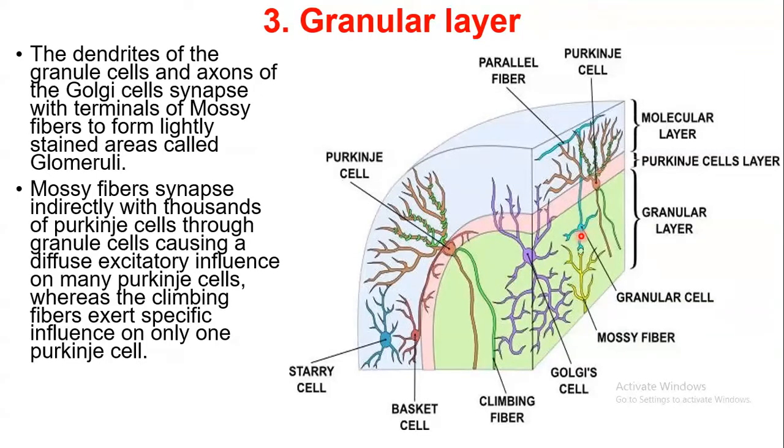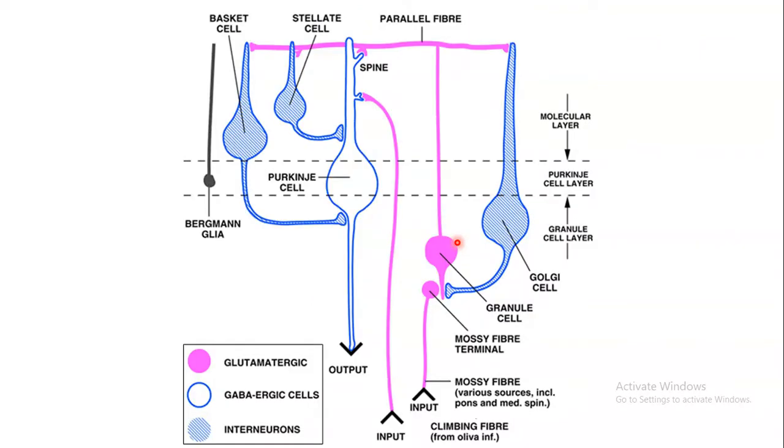Through the granular cells, they cause a diffuse excitatory influence on many Purkinje cells. Whereas the climbing fibers, where are the climbing fibers? These are the climbing fibers. They exert a specific influence on only one Purkinje cell; see, this one is going toward only one, covering the dendrites of only one Purkinje cell. So the climbing fibers exert specific influence only on one Purkinje cell.